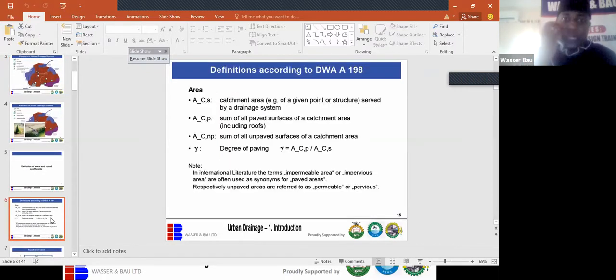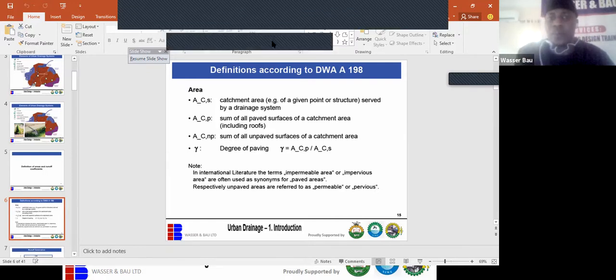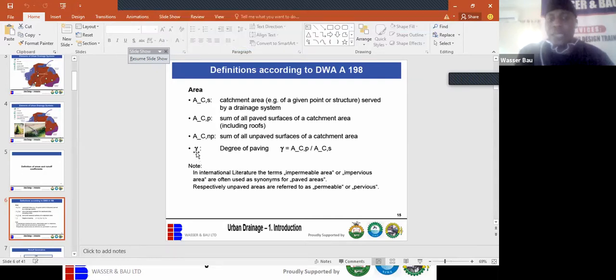I was trying to explain the terms we'll be using in the course of this work. ASC will represent the catchment area of a given point. Then ACP will represent the sum of all paved surfaces, including rooftops. Then ACNP will represent the sum of all unpaved surfaces of a catchment. Then this gamma will represent the degree of paving.